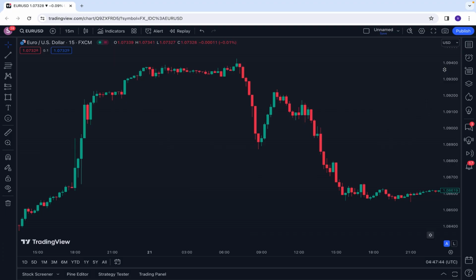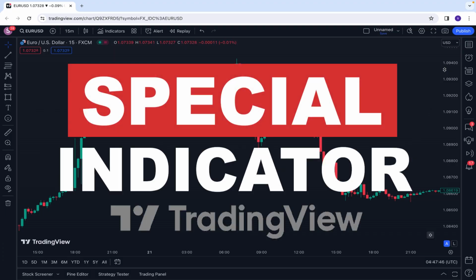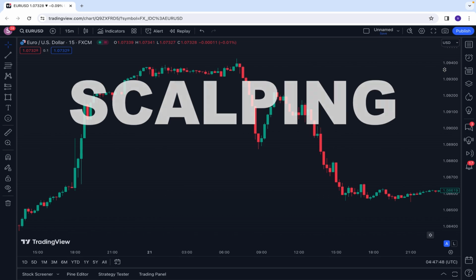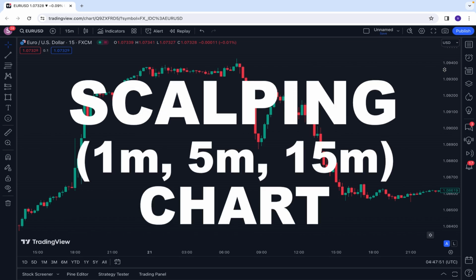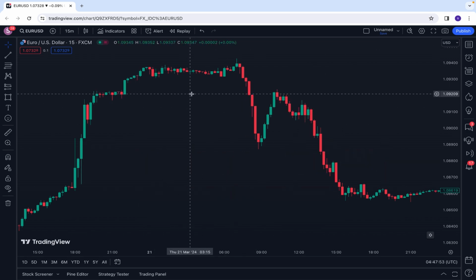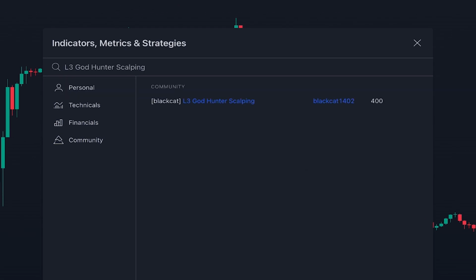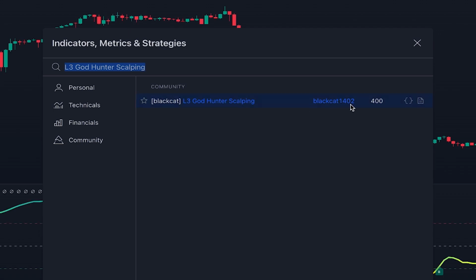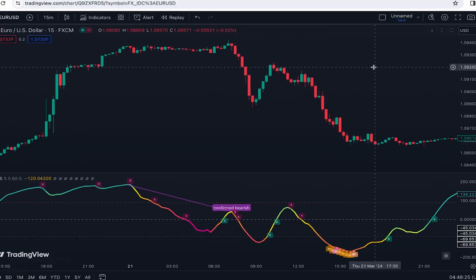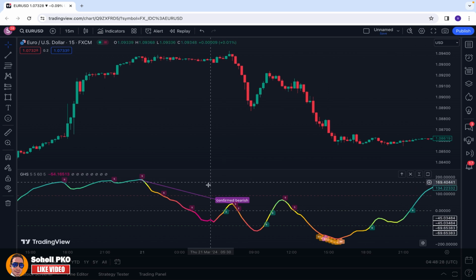In today's video, I want to introduce a special indicator on TradingView that is designed for scalping on 1 minute, 5 minutes, and 15 minutes chart. To add this amazing indicator to our chart, here we click on indicators and we search L3 God Hunter Scalping, this one, which is written by Black Cat 1402.